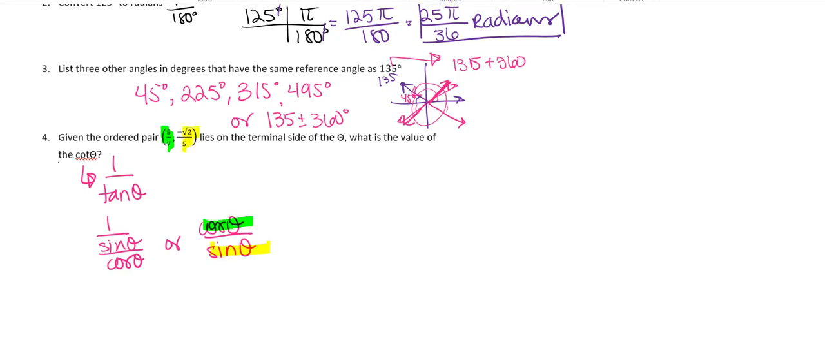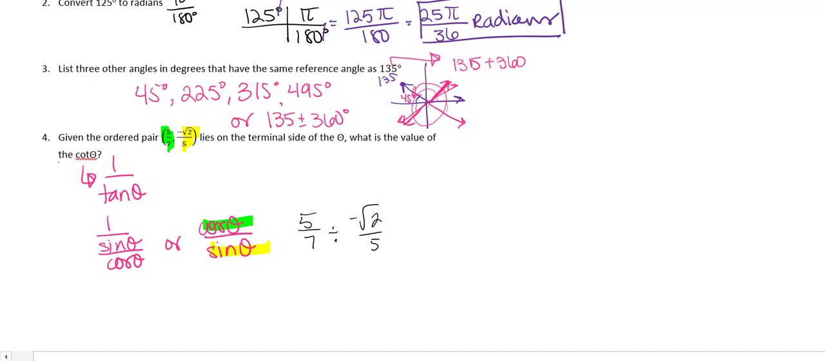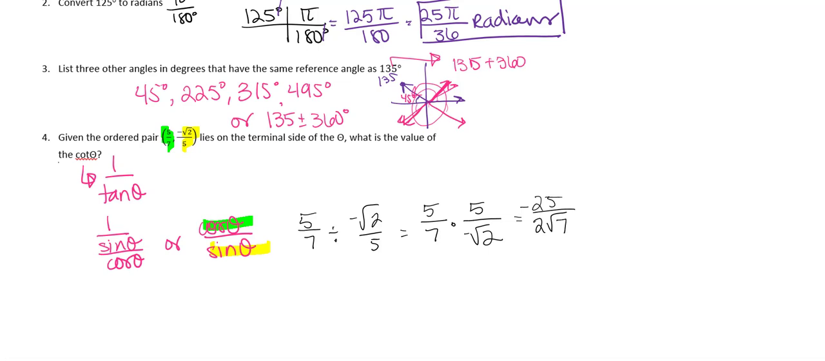So I'm just going to write this out horizontally now. My cosine is 5/7, and I'm dividing by negative square root 2 over 5, which gives us 5/7 times 5 over negative square root 2. Flip and multiply there. So we get negative 25 over 7 root 2. Whoops, I did that wrong. Sorry about that, guys. I'm moving a little too fast here.